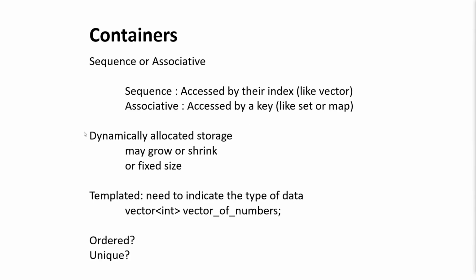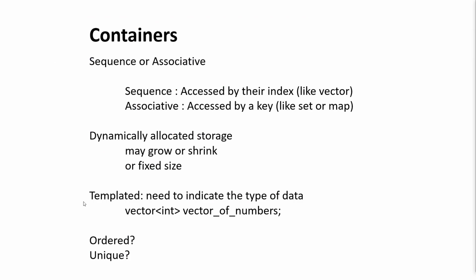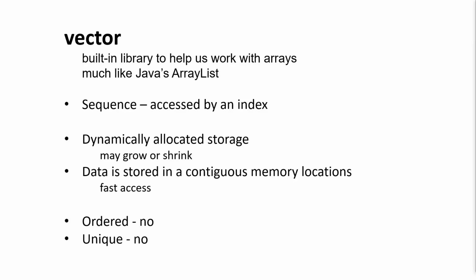Those are their choices. Now, some of them are going to be dynamically allocated, and some of them will have a very fixed size. In fact, that's the primary difference between the array and the vector. The array is of fixed size, and the vector is dynamic. They're pretty much all going to be templated. What this means is I'll need to tell C++ when I'm creating a vector that this is going to be a vector of integers. And then finally, whether the values are ordered or unique. From now on, for the rest of this lecture, I'm just going to focus on vector.